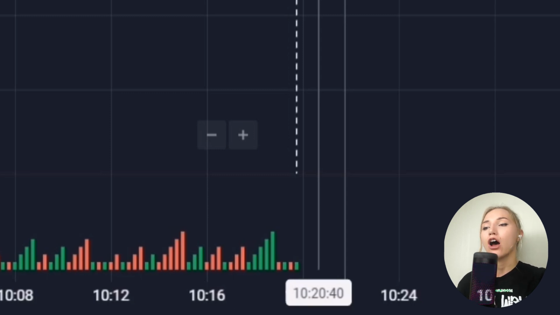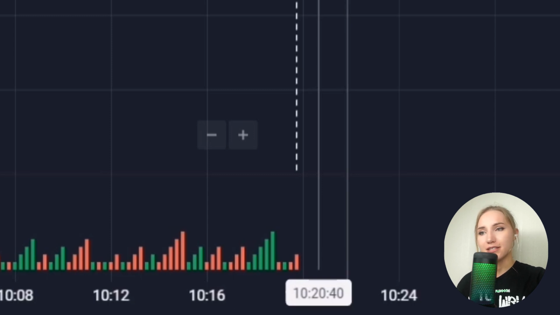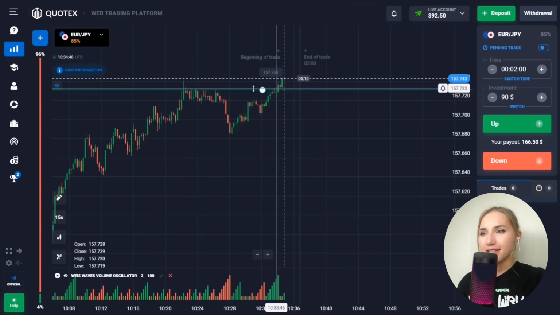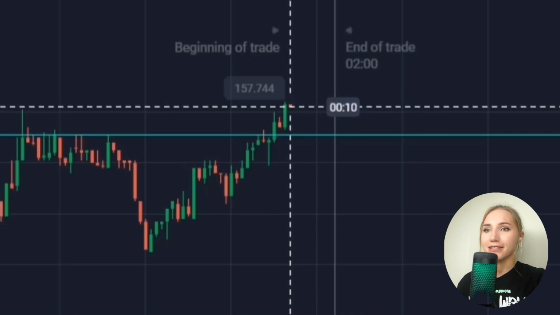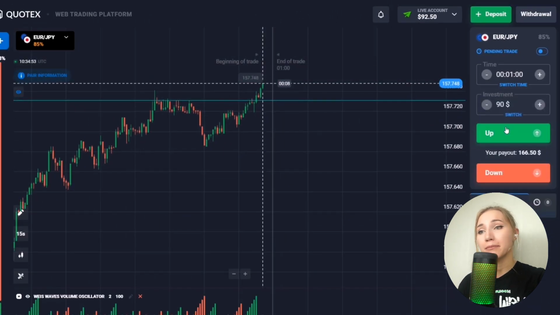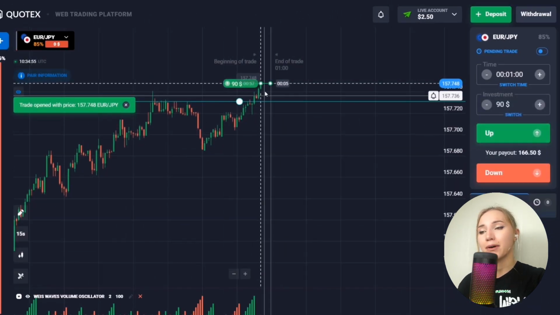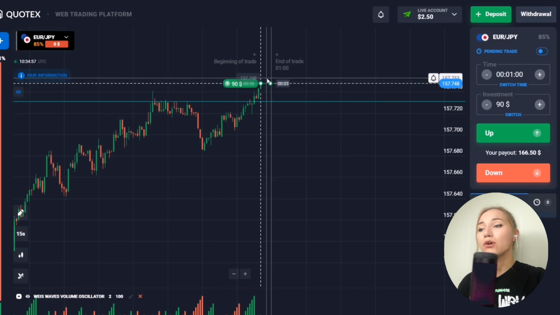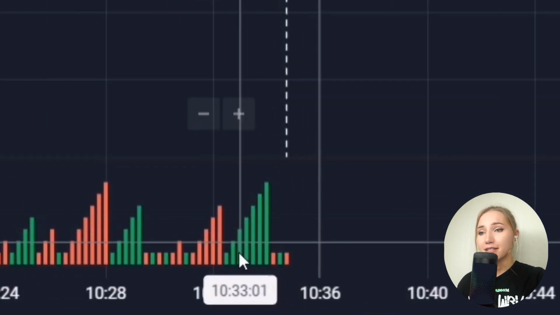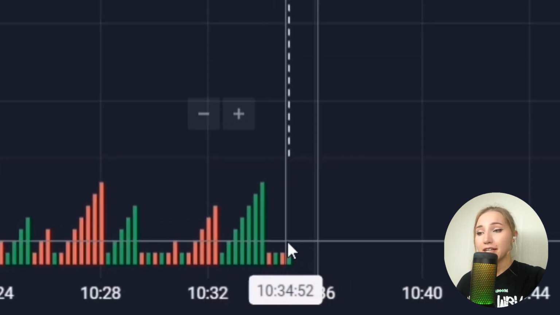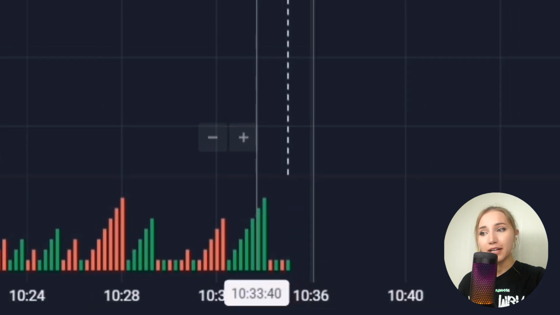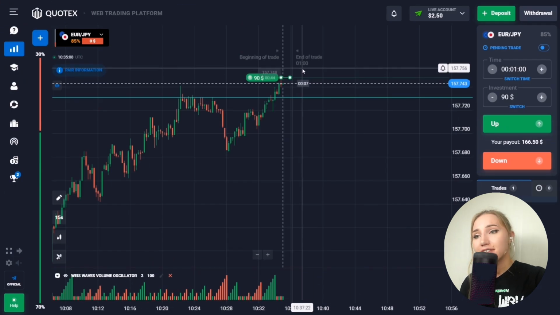We need to count everything. We need to take into account all the things that are happening on the market. So here we can see the resistance level, and you can also notice that price is already going beyond that. So let's open a trade up for 1 minute because this is a very good upside potential and we can expect a move even higher. We can see the green histogram. So increasing volumes are dominating, and 1 minute must be enough for that, and we will have enough time.